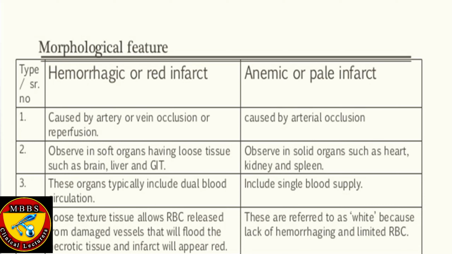Red infarcts typically involve dual blood circulation, whereas pale infarcts involve single blood supply. In red infarcts, the loose texture of the tissue allows RBCs released from damaged cells to flood the necrotic tissue, and the infarct will appear red, whereas pale infarcts are referred to as white because there is lack of hemorrhaging and limited RBCs. Do remember these differences?